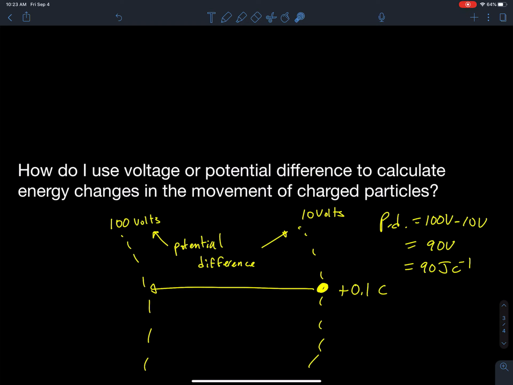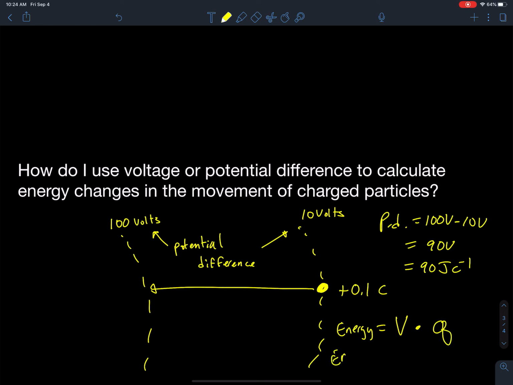So how would I use 90 joules per coulomb and that charge to be able to find energy? Just take a look at the units. How would you use that and that to find the energy that I have to put in to move that charge from here to there? Well, the energy is going to be equal to my voltage difference, the potential difference, times the charge of this particle.